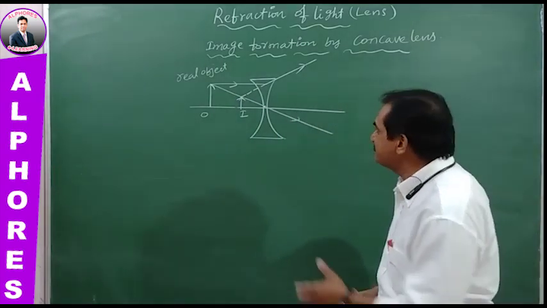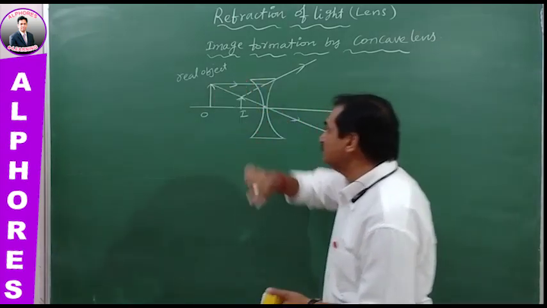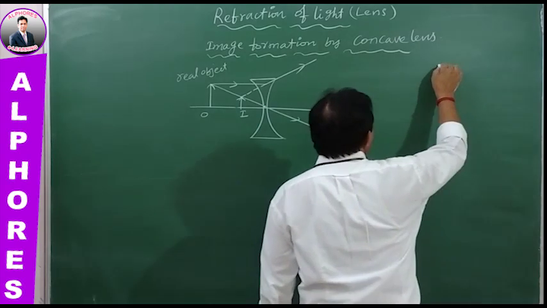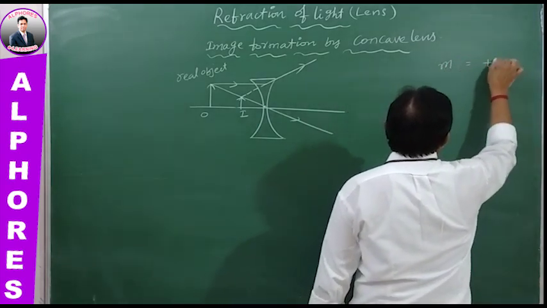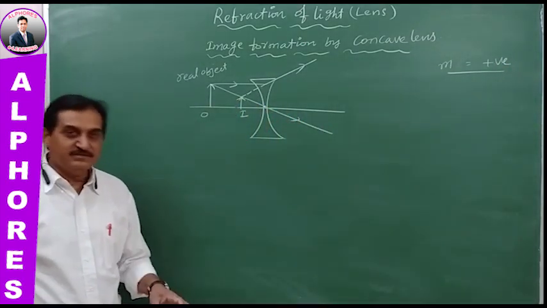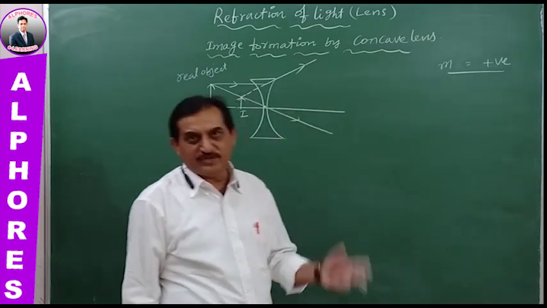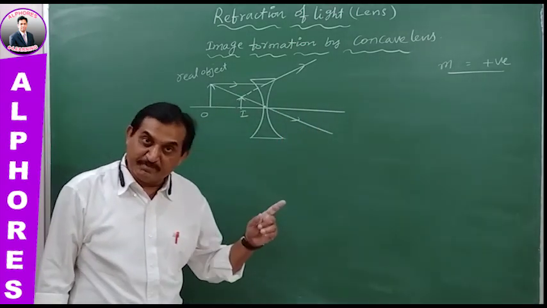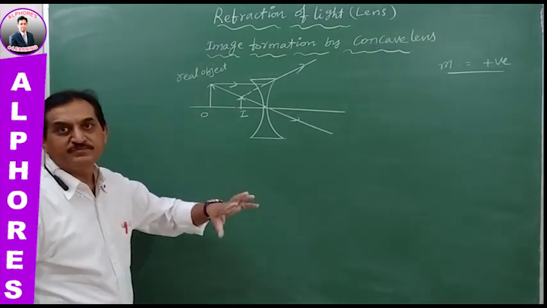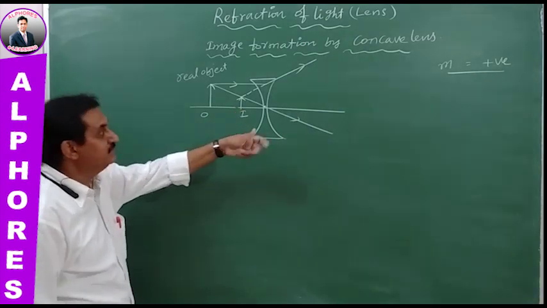And this virtual image, in this case, is an erect image. So its orientation is the same as that of the object. Therefore it is an erect image. If it is erect, then its magnification is taken to be positive. Whether the lens is convex or concave, real image or virtual image, it doesn't matter. The sign of magnification is decided by erect or inverted. If the image is erect, magnification is positive. If the image is inverted, magnification is negative.